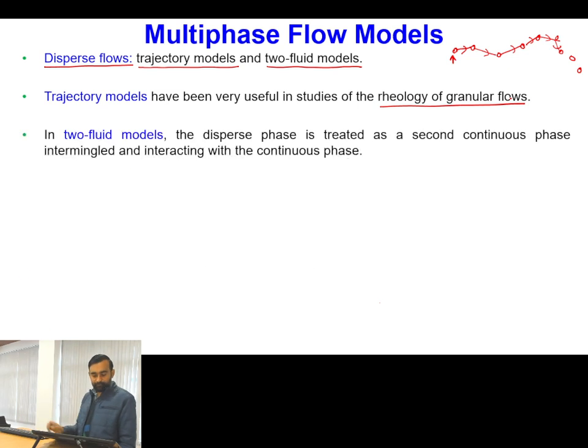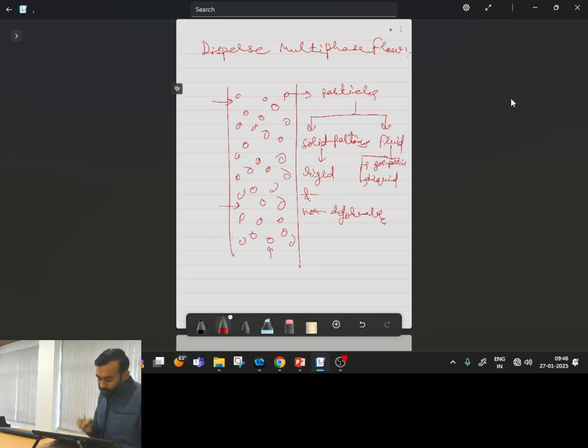So the difference is that if I use the trajectory model, then for each and every particle I have to solve its governing equation separately. The equation of motion for each and every particle will be solved independently.